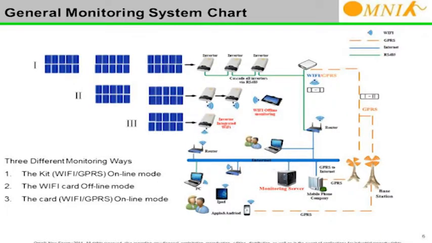Here is the general monitoring chart to show how the Omnic monitoring system works. Just as what I discussed before, I repeat here briefly. Totally, the monitoring system could be divided into 3 modes. The first one is the kit, including the Wi-Fi kit and the GPS kit online mode. The second is the Wi-Fi card offline mode, which means the point-to-point monitoring way. The third way is the card, including the Wi-Fi card and the GPS card online mode. So generally, it could be divided into these 3 monitoring ways.